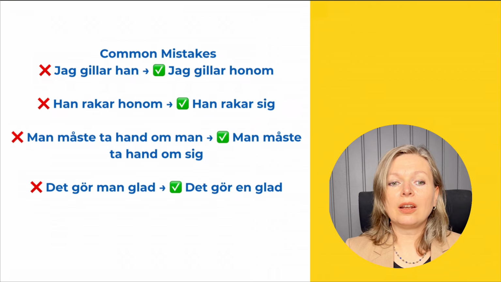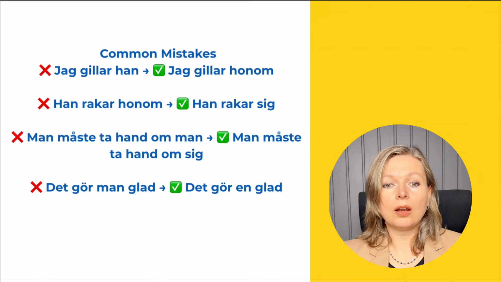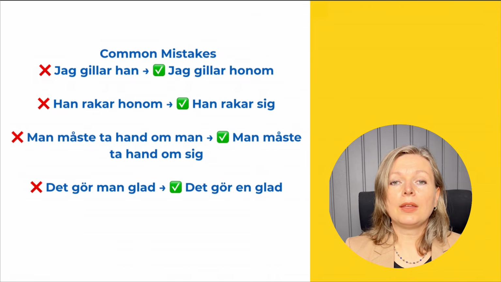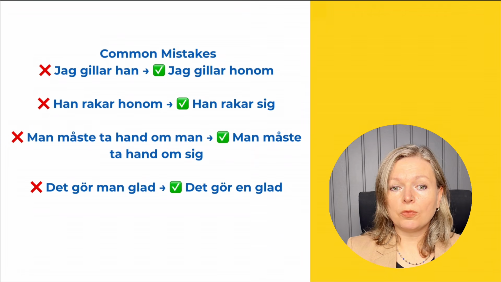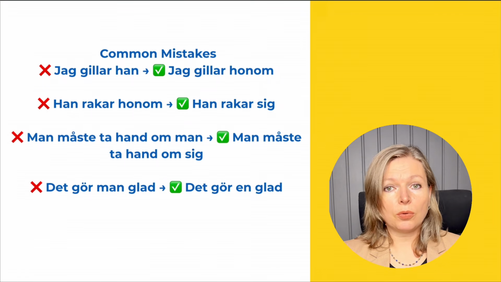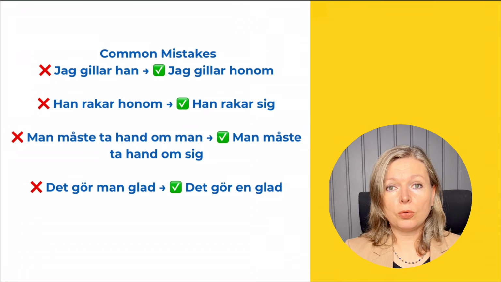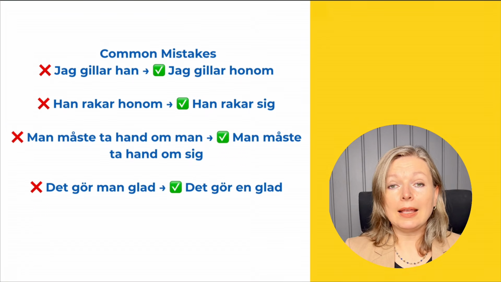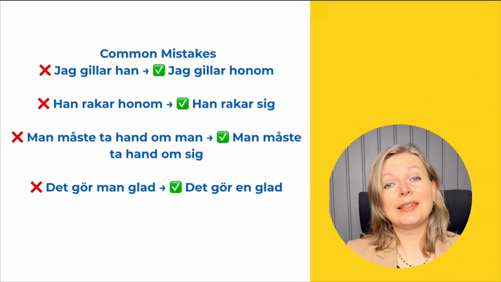Det gör man glad. So man here, it should be in the object form. Det gör en glad. So en is the object form of man. So this is a very important point. Remember, if you put the pronoun man in the object, it will be en. And if it will be reflexive, it will be sig.